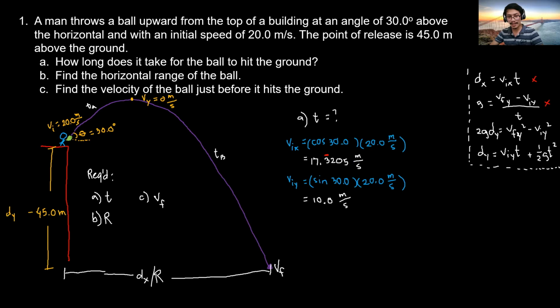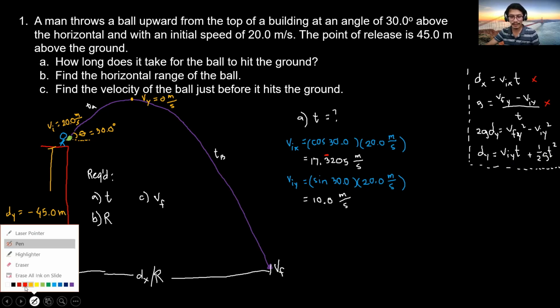Sir, bakit nilagyan natin ng negative sign? Because that is below the origin. Ito yung origin natin, tama? And it is below the origin. So that is why kailangan natin lagyan ng negative sign. Do you follow? dy, it is already given. That is negative 45.0 meters. VIY, yes, we already have VIY. So that means we can use the last equation kasi given lahat.